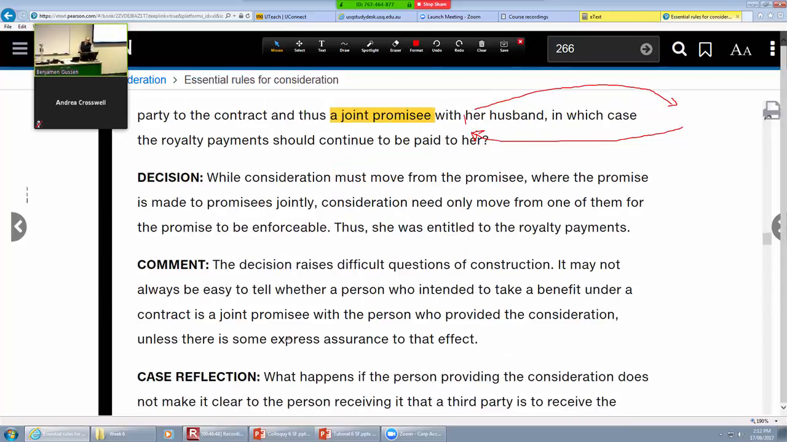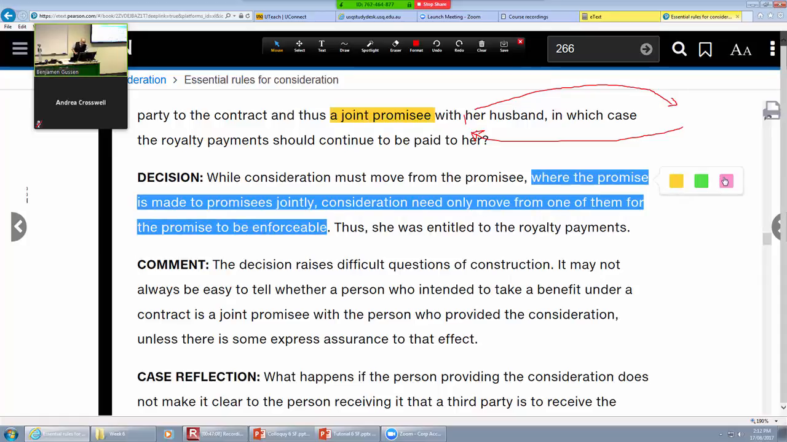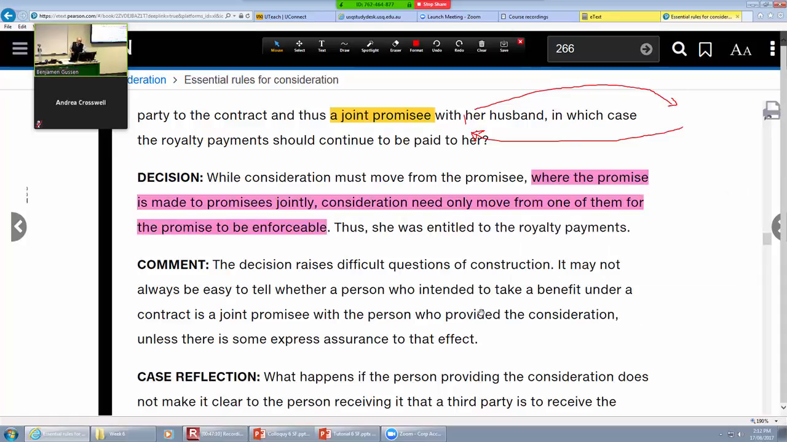Decision. While consideration must move from the promisee, that's the Dunlop case just before, the promisee here being the wife, where the promise is made to promisees jointly, consideration need only move from one of them for the promise to be enforceable. That's our rule. That's the law.